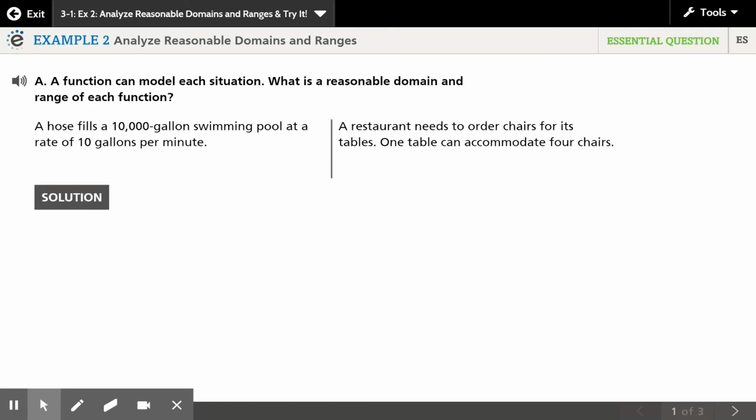For this problem, example 2 from 3.1, we're going to analyze reasonable domains and ranges. So we've gone over example 1 and example 3. So we've talked about domain and range. Domain is the x values, range is the y values. Now there's functions all around us in your everyday world, in your parents' everyday world, and we need to come up with reasonable domains and ranges. Numbers that make sense for the given situation.